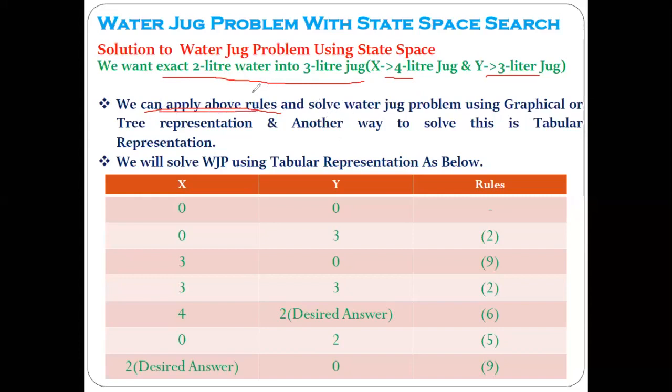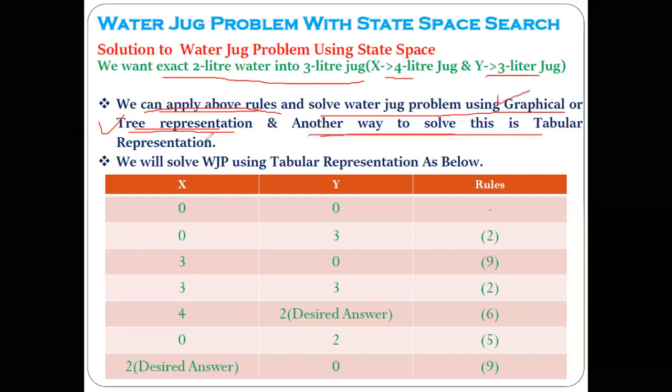Now, using all the rules given above, we can solve the water jug problem using the graphical or the tree representation. That is one method. Another way to solve this problem is the tabular representation. Okay, you got the 2 points? Two ways you can solve this kind of water jug problem. One is the graphical or tree representation, and another is the tabular representation using a table. And here we'll solve this water jug problem using the tabular representation.